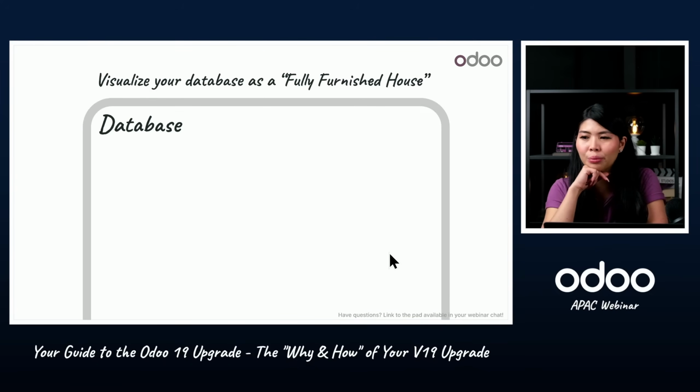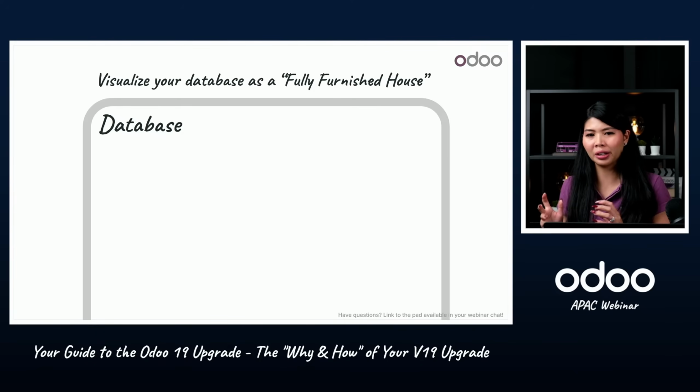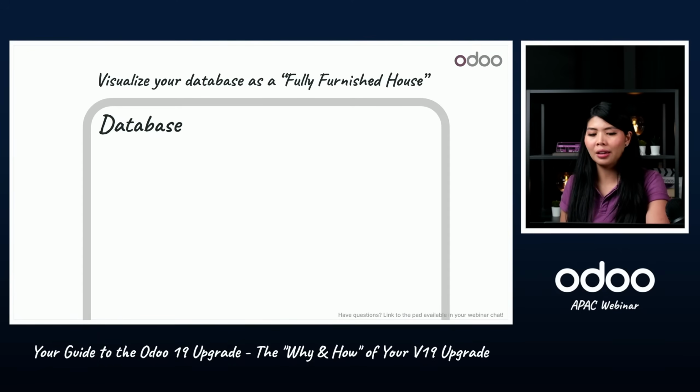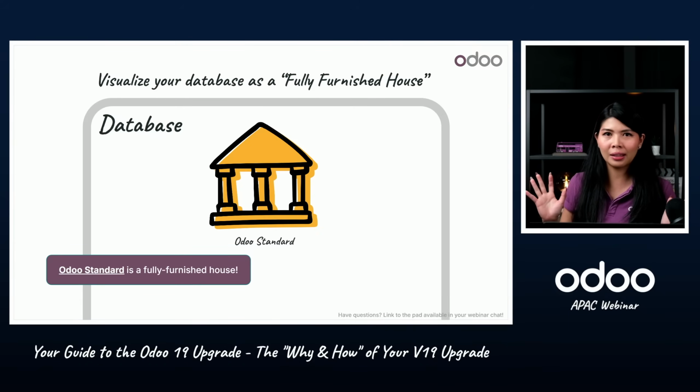I want to first really start with how do you visualize your database in terms of the standard code and also the custom code. So we've been trying to figure this out for a while now, and I feel like one of the best ways to show this is to really show you. Maybe just imagine that you've bought a fully furnished house and you're ready to move in. The price included a fully furnished home with everything that you need inside. Standard furniture, standard paint, standard builds inside. That is your standard database.